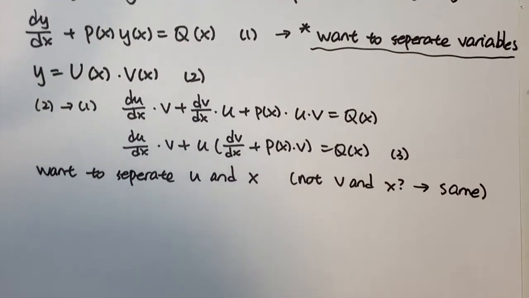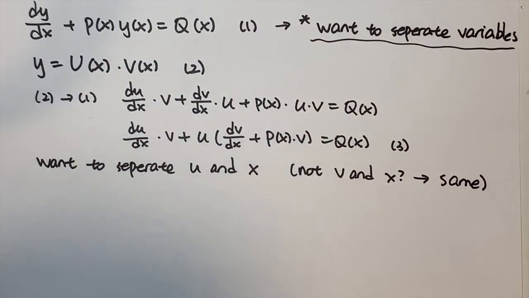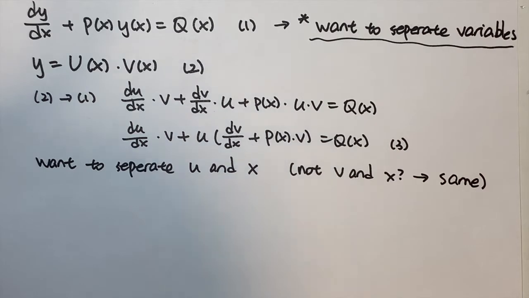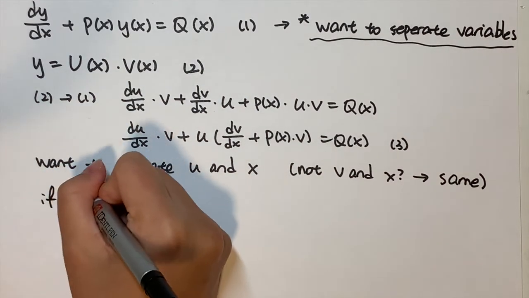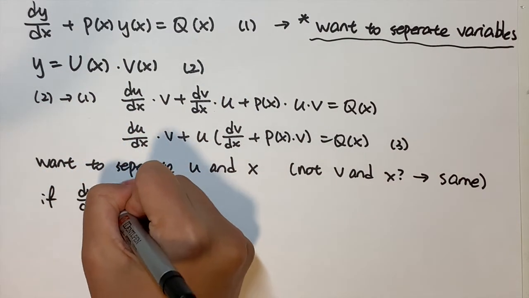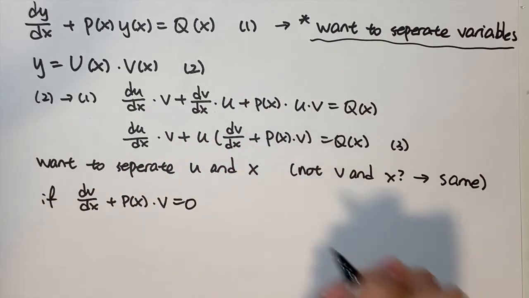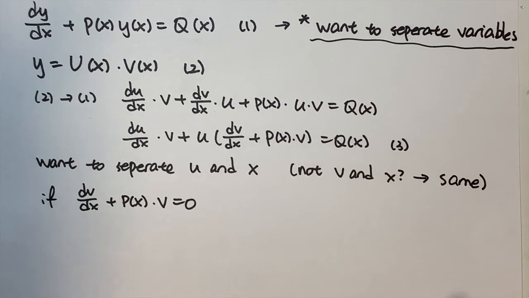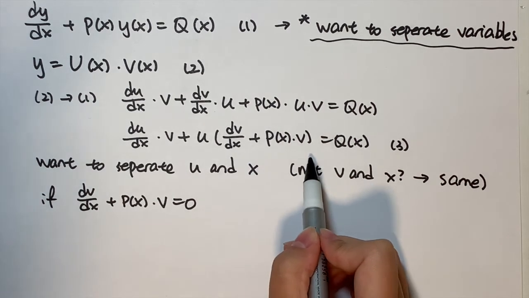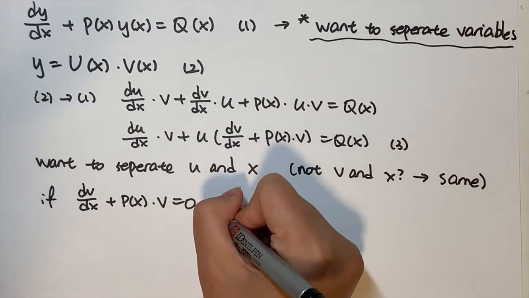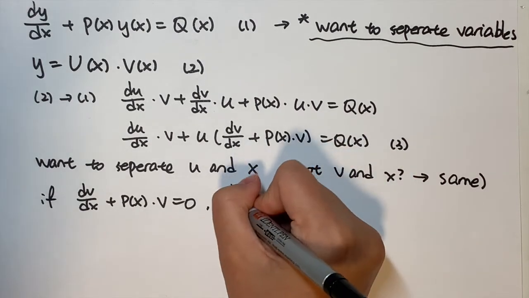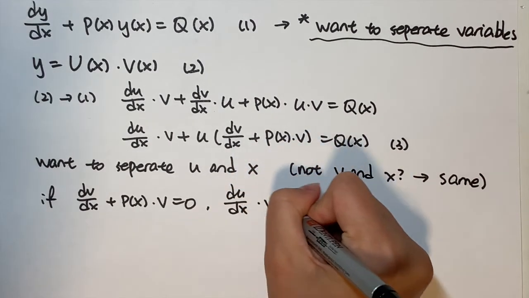Let's keep on track. Lagrange wants to separate u and x. At first sight, if dv/dx plus p(x) times v equals 0, the whole term u times (dv/dx plus p(x) times v) disappears. Thus the equation becomes du/dx times v equals q(x).